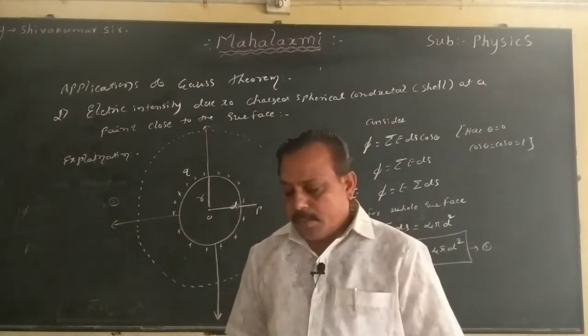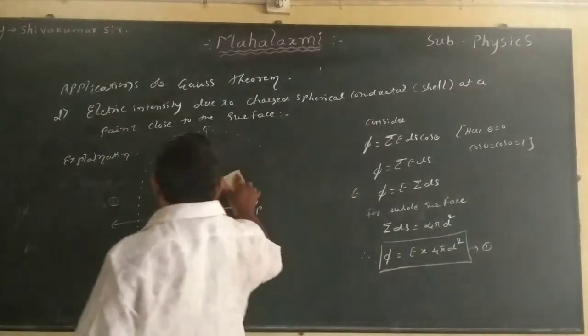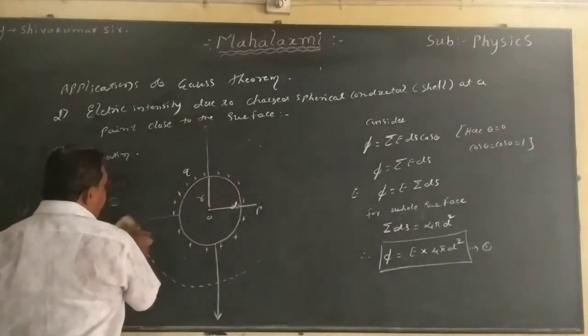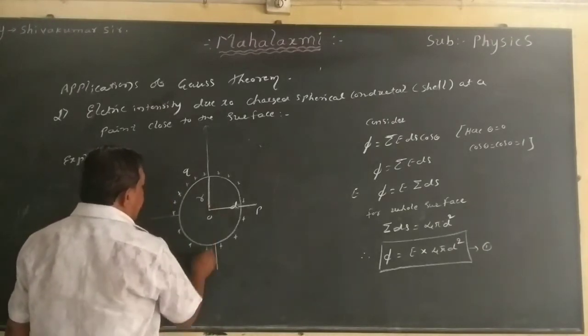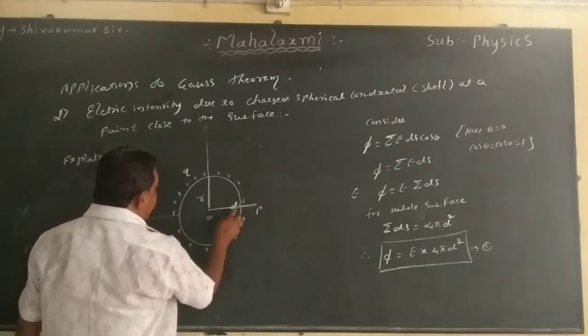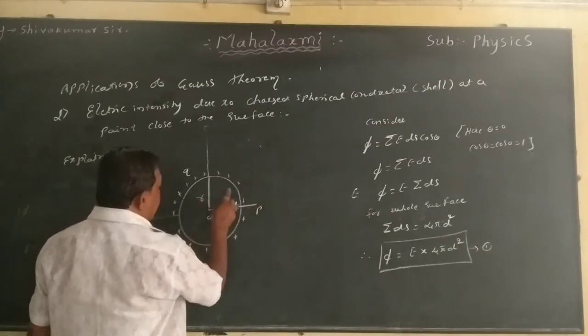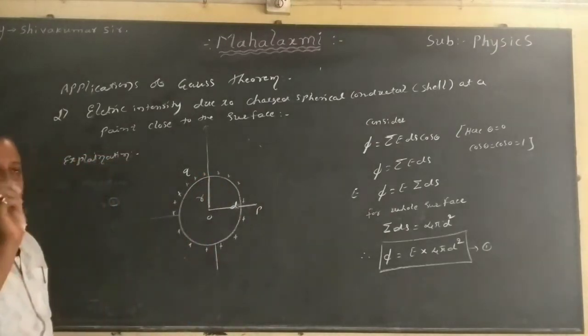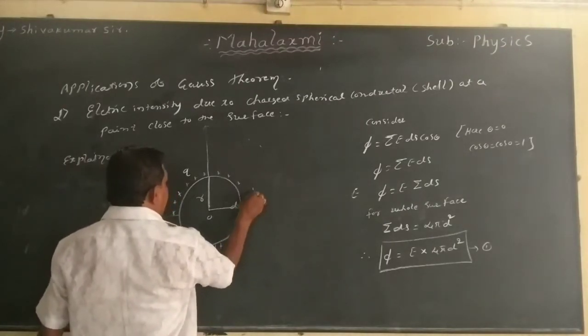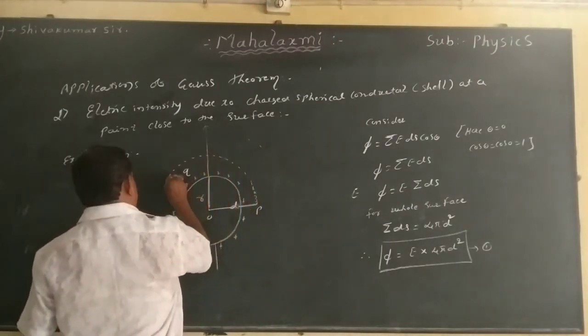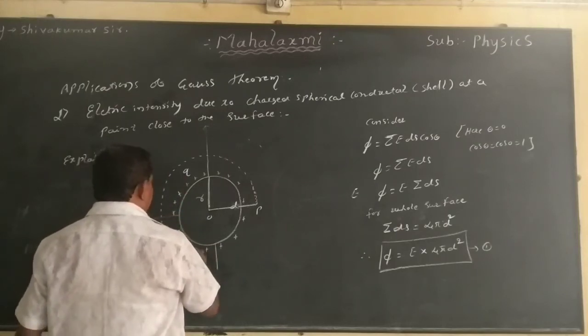Are you getting the point? So, when the point P is very close to the surface, at a distance d such that d and the radius r are nearly equal, not exactly equal, then I draw the Gaussian surface. Now this is the Gaussian surface which encloses the charge q.